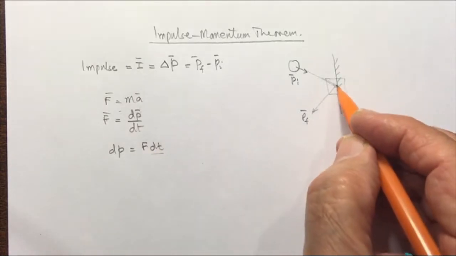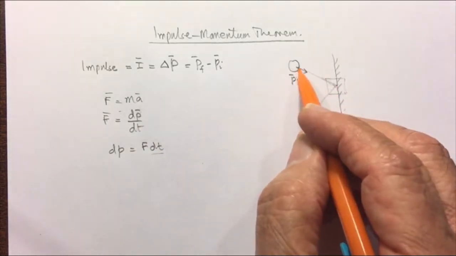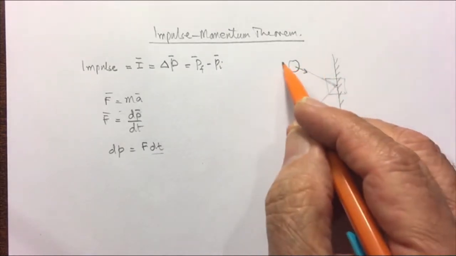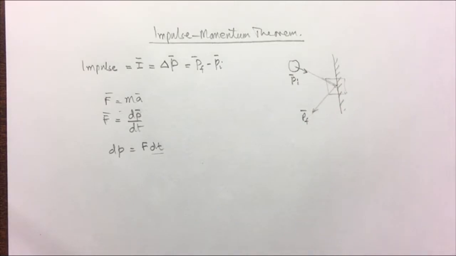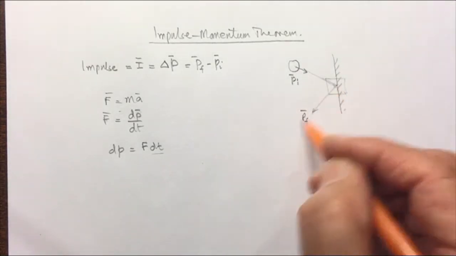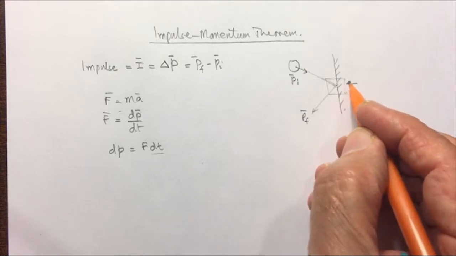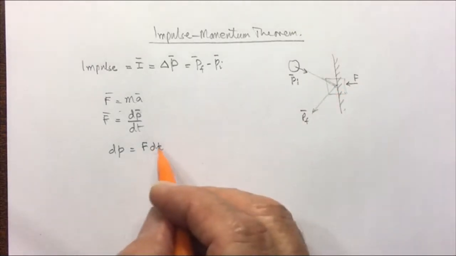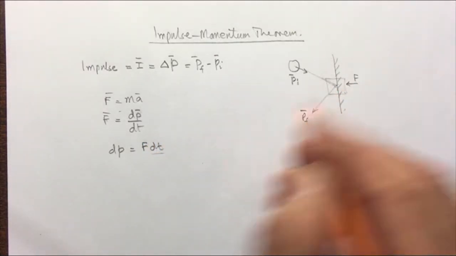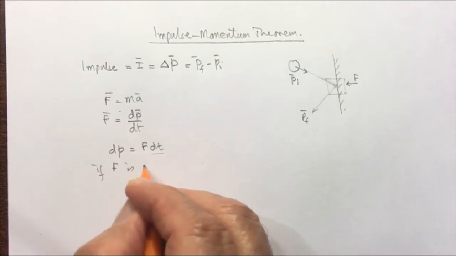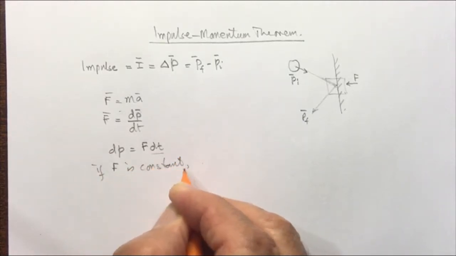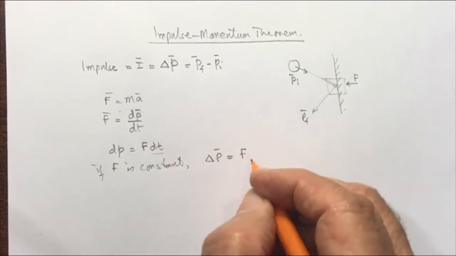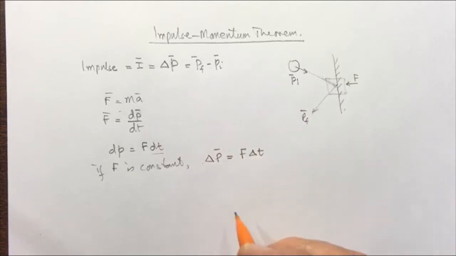So during that period of time, the force that the wall exerts on this ball is what causes it to be pushed this way. The ball was going to the right, the wall kicked it to the left. So the wall exerted a force on the ball. Now, during the entire period of delta t, if that force F is constant, then we could simply say that delta P is that constant force times the delta t.